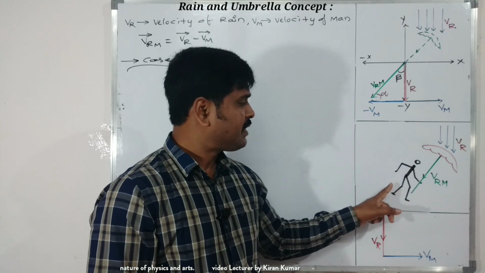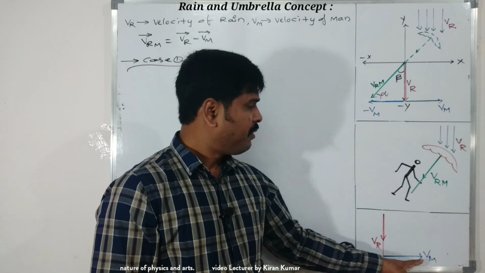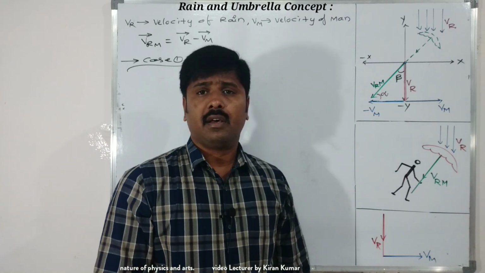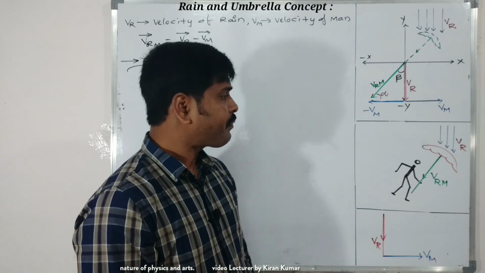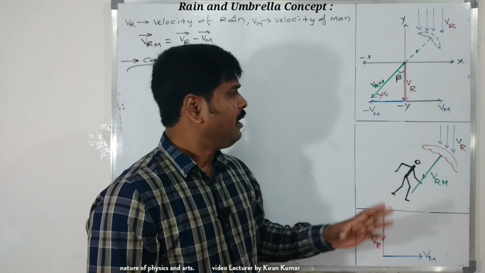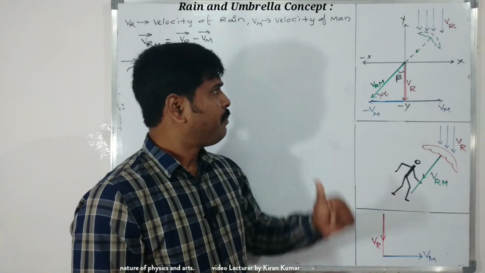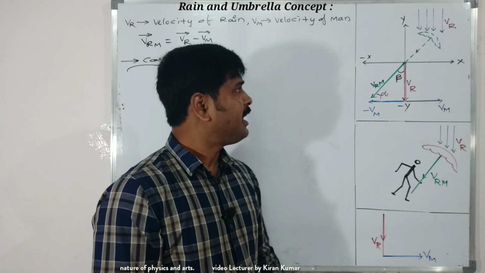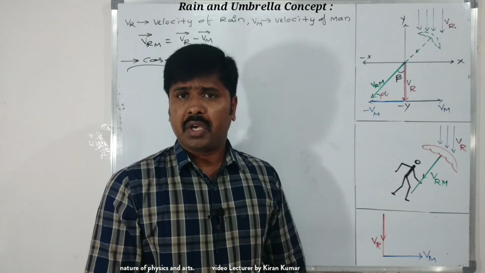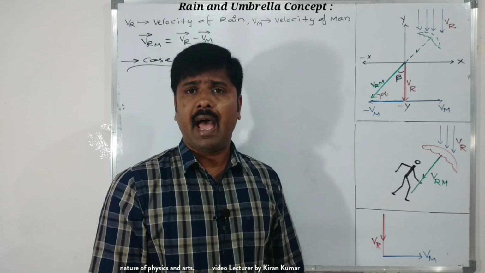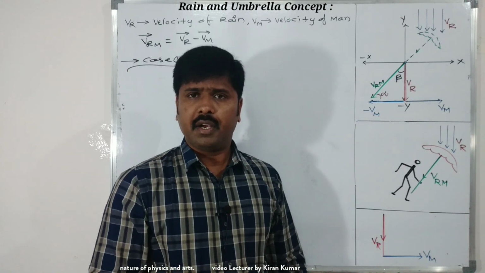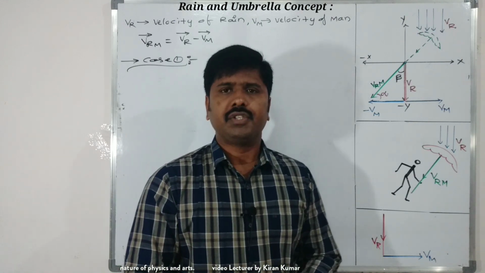A man is moving with a velocity Vm holding an umbrella. The umbrella represents the resultant direction. Here alpha and beta are taken. Beta is the angle made by the umbrella with the vertical and alpha is the angle made by the umbrella with the horizontal. We can do the derivation step by step.